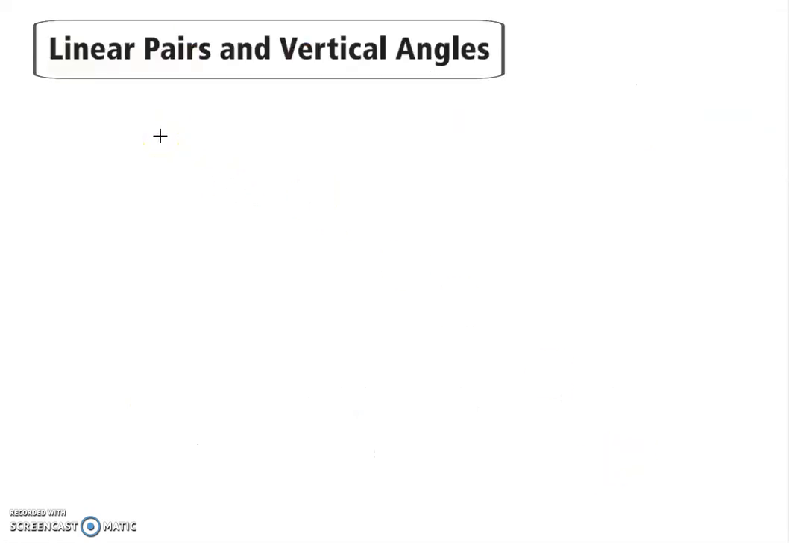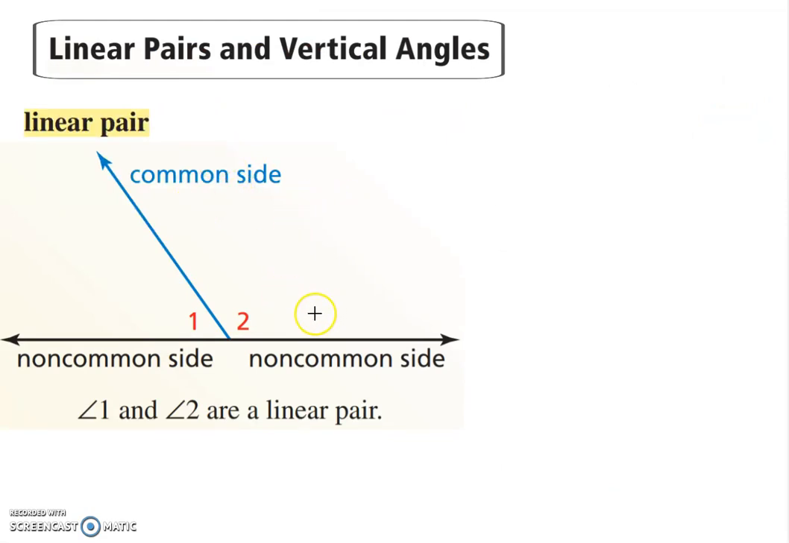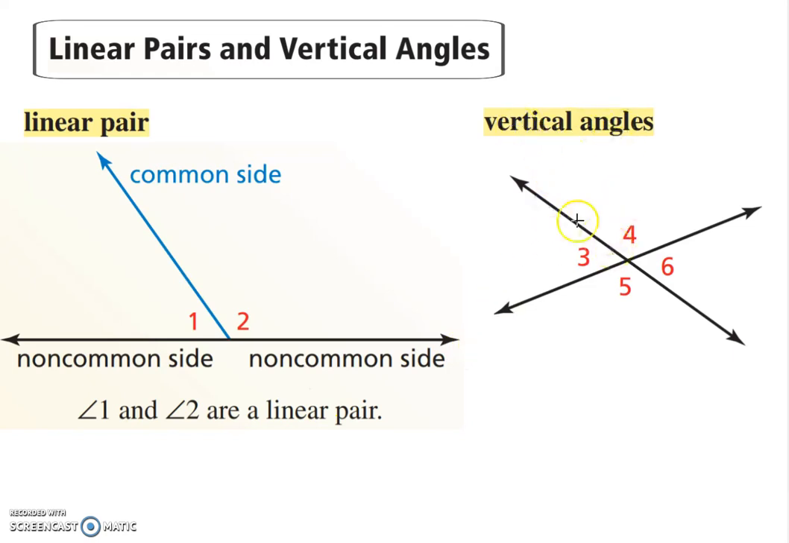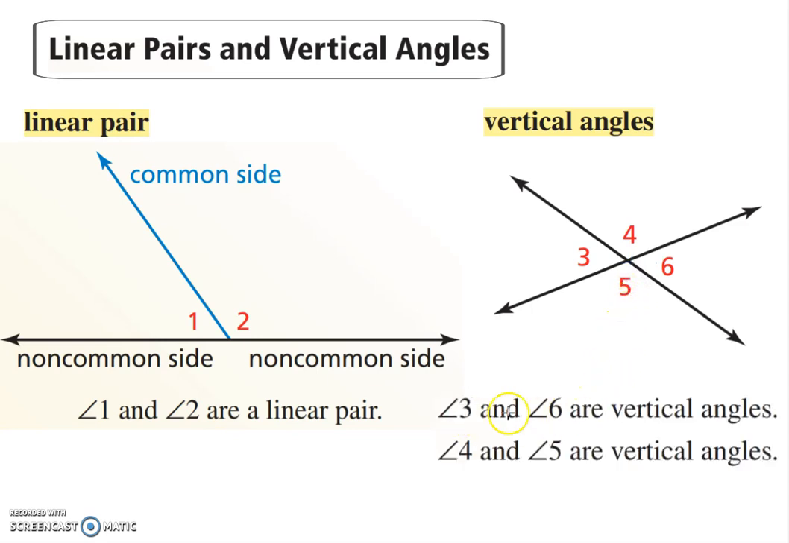All right, linear pairs and vertical angles. A linear pair, just as the name says, is a pair that forms a line. So 1 and 2 have one common side and they form a line. They have opposite rays and make 180 degrees together. Now vertical angles: two lines, and the angles opposite of each other, formed by the intersection of two lines, are vertical angles. So 4 and 5 are vertical, and 3 and 6 are vertical to each other.